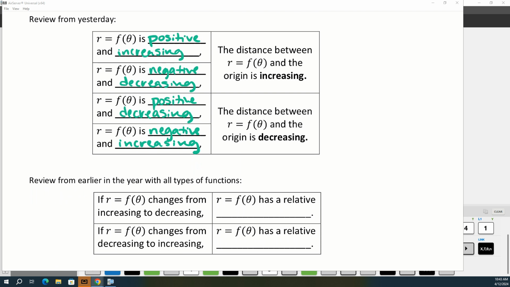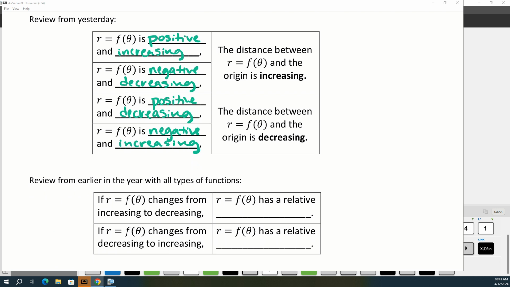Right, so that was from yesterday. Whenever the sign and the increasing or decreasing are working together, then that distance is increasing. Whenever they're working against each other, then that distance is decreasing. So positive increasing working together, negative decreasing working together.